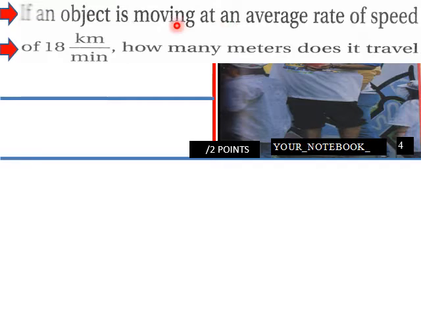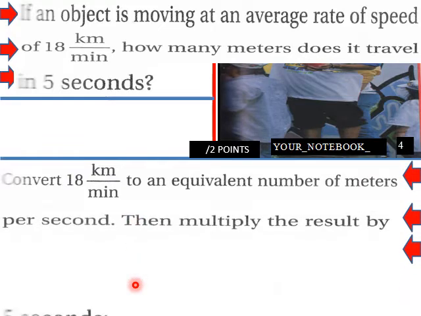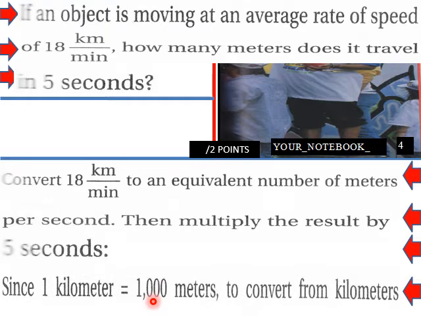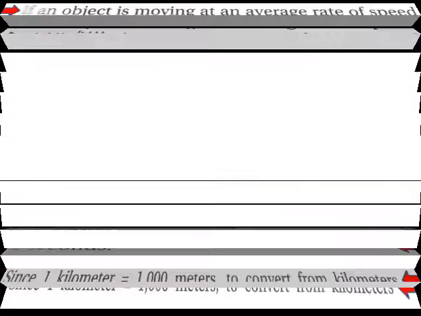So if an object is moving at an average speed of 18 kilometers per minute, how many meters does it travel in 5 seconds? So there's our original, then multiply the result. Convert 18 kilometers per minute to an equivalent number of meters per second. Then multiply by 5. So here is our conversion here.